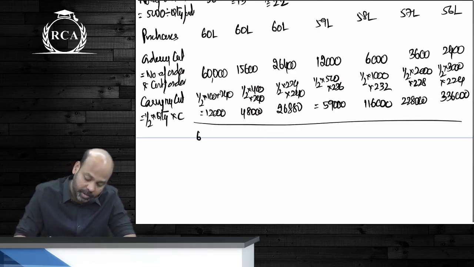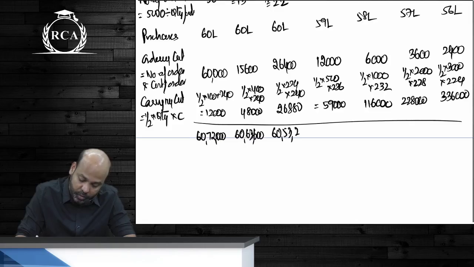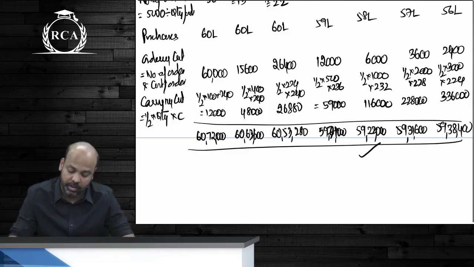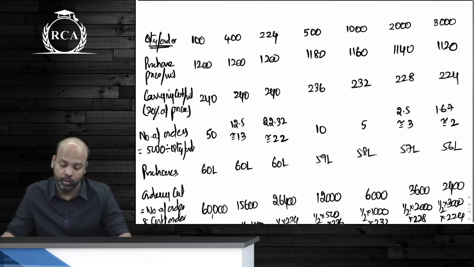So this total amount will become 60,72,000, guys. This will become 60,63,600. This will become 60,53,280. This will become 59,71,000. This will become 59,22,000. This will be 59,31,600. This will be 59,38,400. The least amount of cost is occurring at a total volume of 1000 tons.